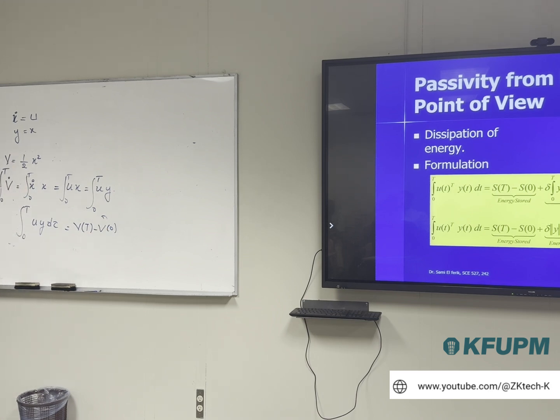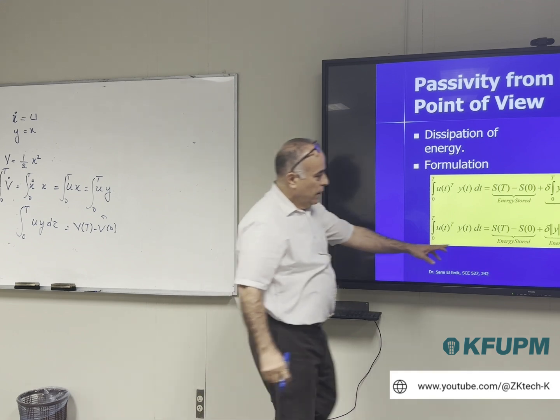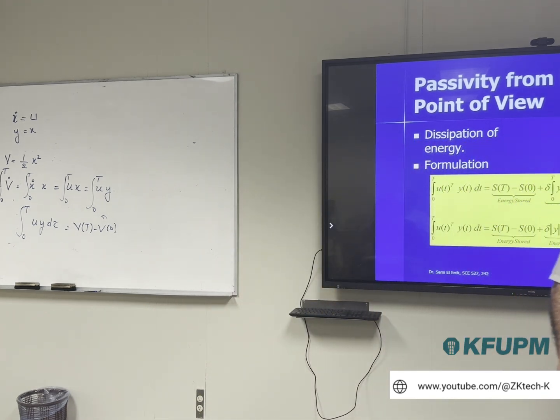Right? So what you see here is that the supplied energy, u times y integrated from 0 to T, is equal only to the stored energy. There is no dissipation. There is no dissipated energy, neither at the level of the input nor at the level of the output. So what we say about the system is that it's lossless. Whatever we supply, we store.